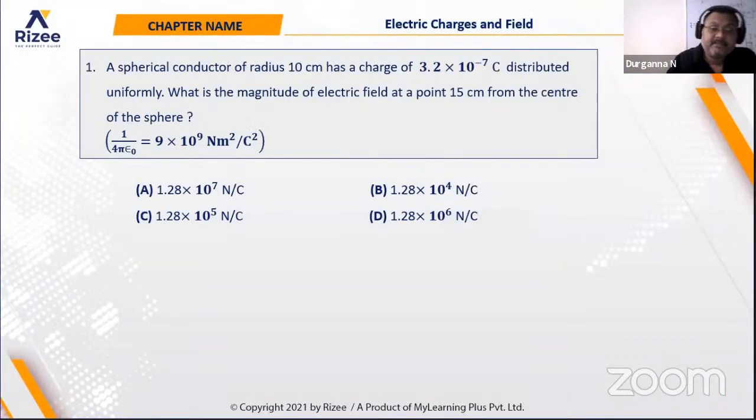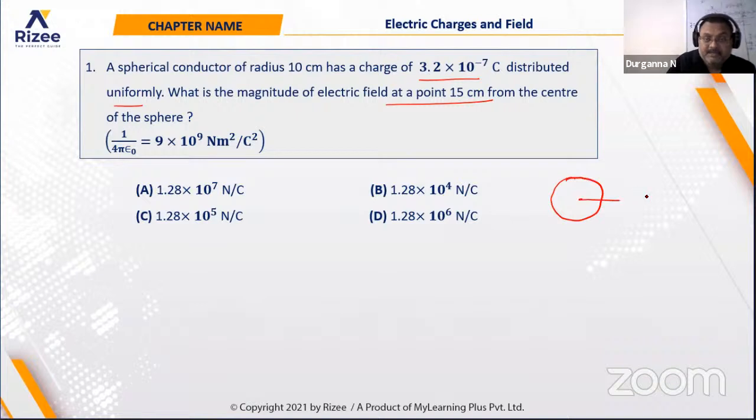Now, a spherical conductor of radius 10 centimeters has a charge given on it. It has already been charged, uniformly distributed over the sphere. The magnitude of the electric field is asked at a point 15 centimeters from the center of the sphere. Let this be your sphere.